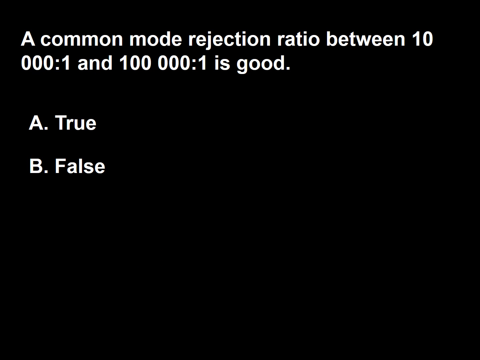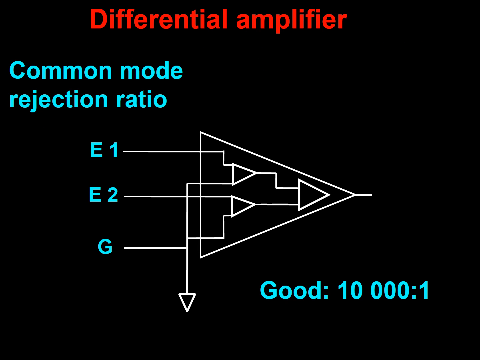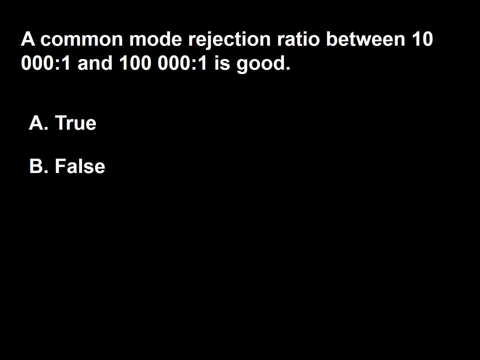Next question. A common mode rejection ratio between 10,000 to 1 and 100,000 to 1 is good. A, true. B, false. 10,000 to 1 is a good common mode rejection ratio. This ratio allows 0.01% of a signal common to both electrodes to be represented in the EEG tracing. So the answer to this question is A, true.